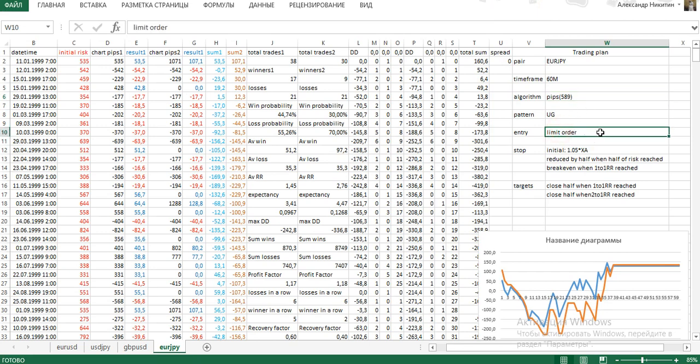The entry is a limit order at the completion of 0.786. The initial stop loss is 105.5% of X to A, and then it is reduced when half of the risk distance is reached. You will see the details of how it happens when I show you the trading setups. Then it is moved to break even and half of your position is closed when the one-to-one distance is reached, and the other half of the position is left to hit target 2.